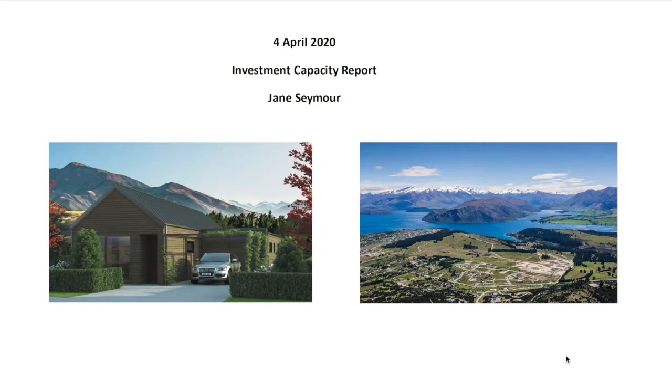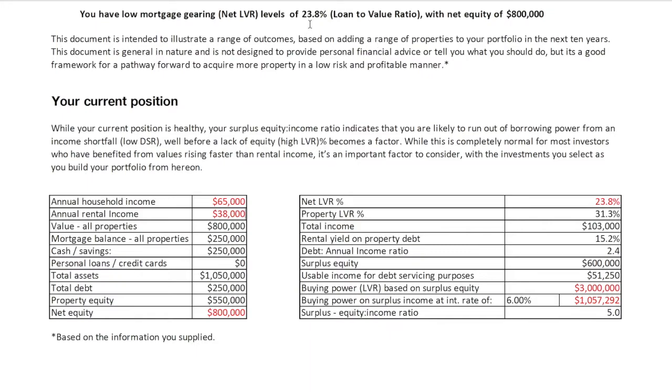In the first example, we're going to look at Jane Seymour, who's strong on equity and weak on income. In Jane's report, we can see that her gearing is 23.8% based on total assets less total liabilities. Her income's around $100,000 when you combine rent with personal household income. Her net equity, including cash and bank, is $800,000. On that basis, Jane's got the ability to borrow and purchase $3 million worth of property based on equity, but only $1.057 million worth of property based on income.